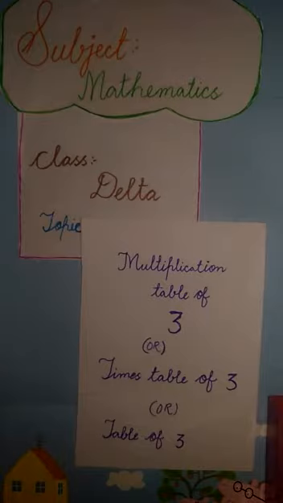Once again, I will make you understand basically what multiplication is. So, listen carefully and try to understand. Kids, multiplication is when you take one number and add it together a number of times. I repeat, multiplication is when you take one number and add it together a number of times.